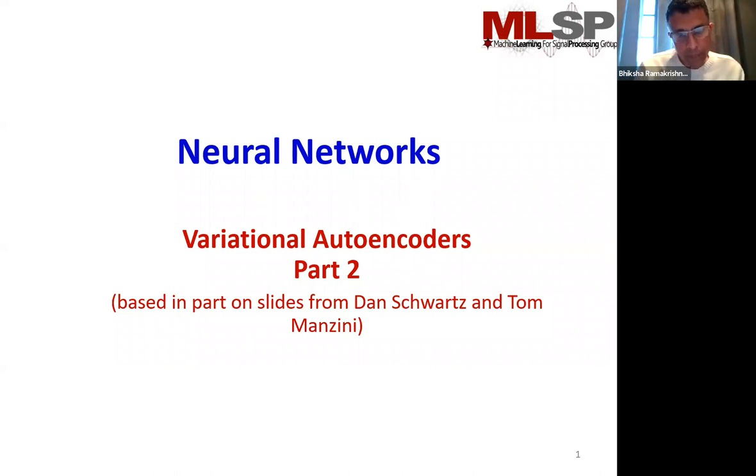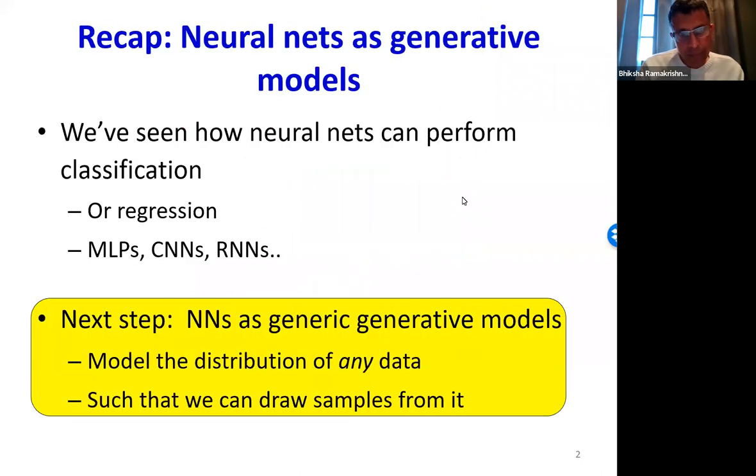Now, here's where we are. We're going to continue where we left off, but a quick recap. We've seen how neural networks can perform classification or regression. And so the next step that we took was to begin considering neural networks as generative models, which can model the distribution of any data so that we could draw samples from it.